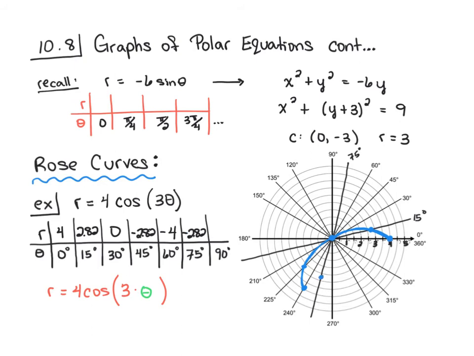So right about there. And then when I go to 90 degrees, I get 3 times 90, which is 270. The cosine at 270 is 0, so 0 times 4 is 0. Which means that I am back at the origin. So you couldn't really see me plot it there because it was right at it, but I'm right back at the origin right here. So I'm going to come back and connect back to the origin.